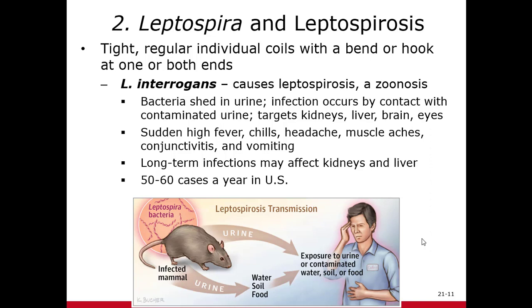Now, it generally causes symptoms: fever, headache, muscle aches, possibly some pink eye, conjunctivitis, vomiting. It's not extremely common, 50 to 60 cases a year. Long-term infections, if left untreated, can cause damage to kidneys and liver. It's not a very common bacteria, but it's a bacteria out there.